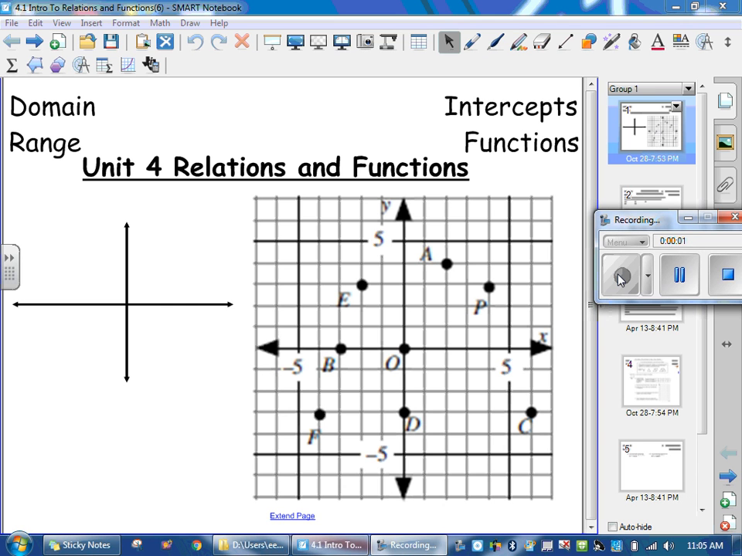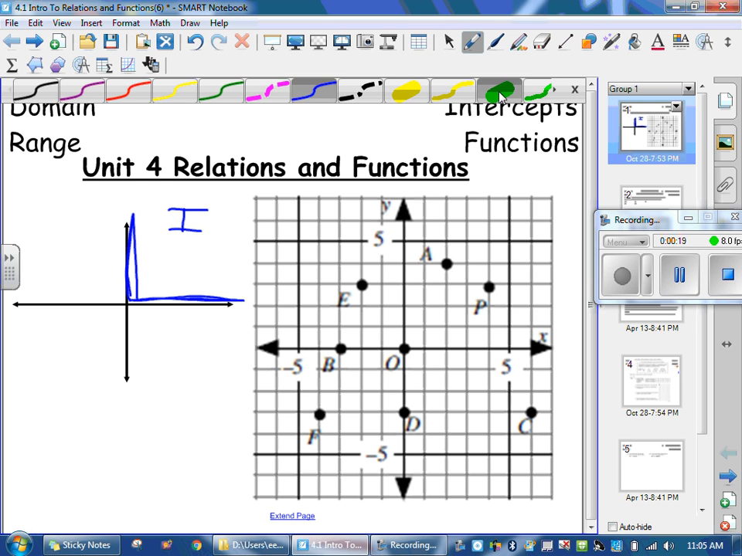Relations and functions. First thing you have to remember, if we're going to be graphing, we have our Cartesian plane. The Cartesian plane is the 4-grid square you see here. The first quadrant is our problem-solving quadrant. This is one of our most important quadrants we deal with all the time. That's our problem-solving quadrant. Then we deal with other quadrants.